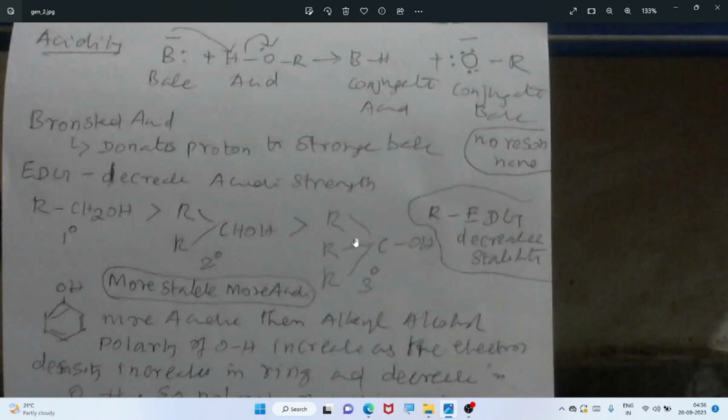Electron donation decreases if we compare the phenoxide ion, that is if you remove the hydrogen atom, then the O is connected to the benzene, phenoxide ion, and then the alkoxide ion. This alkoxide doesn't have resonance, but this phenoxide has resonance. This is more stable, so this is more acidic than this alkoxide, the alkyl compounds. Phenol is more acidic than alkyl alcohols, because of resonance.